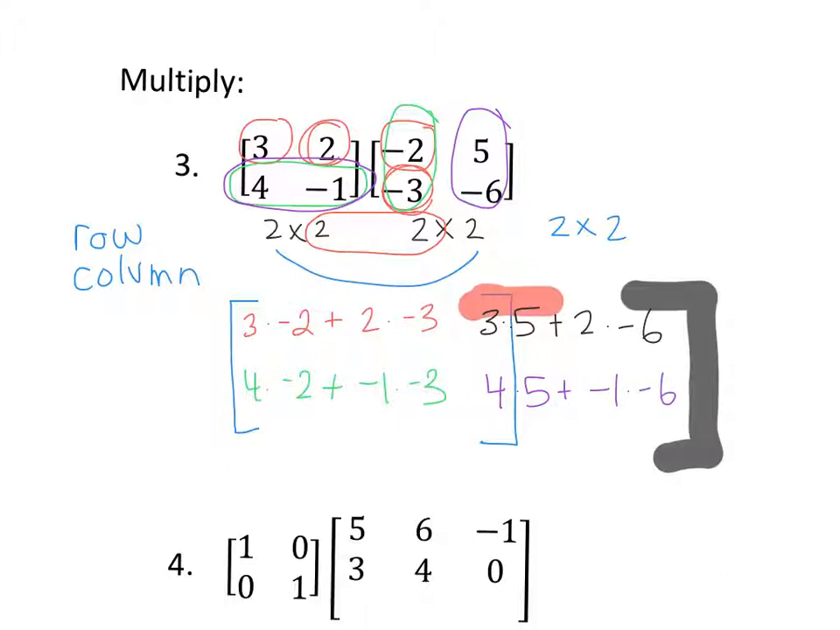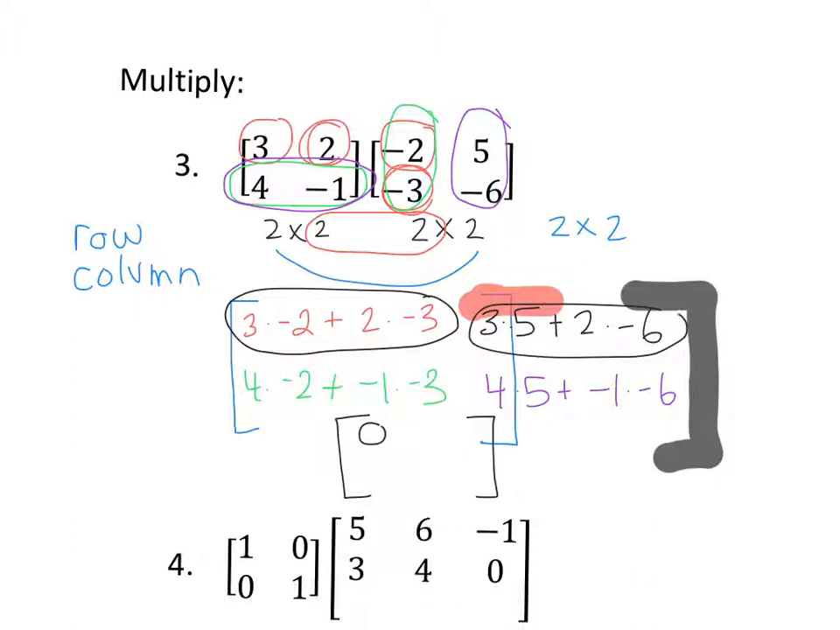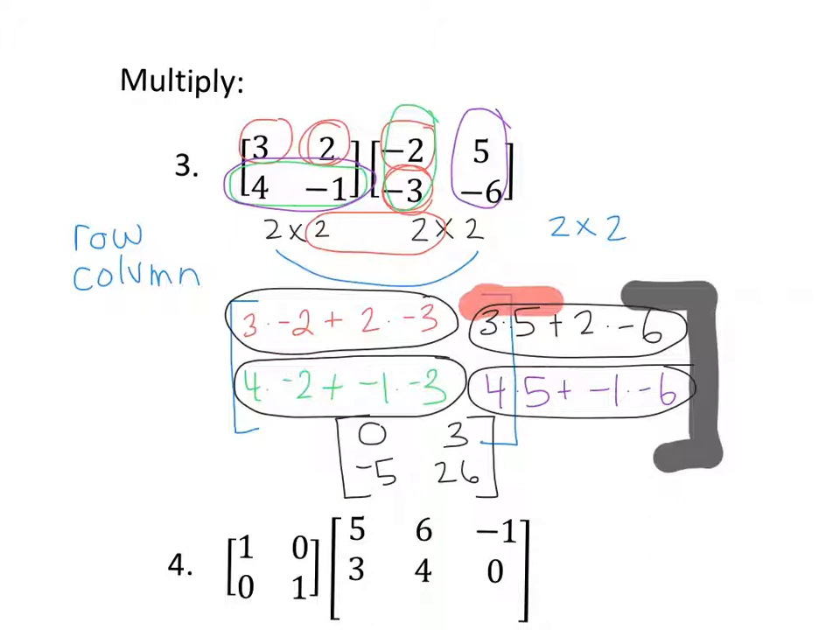So at the end I need to simplify all this. So this number is going to be 0. 15 plus negative 12 is 3. Negative 8 plus 3 is negative 5. And 20 plus 6 is 26. So here's my answer.